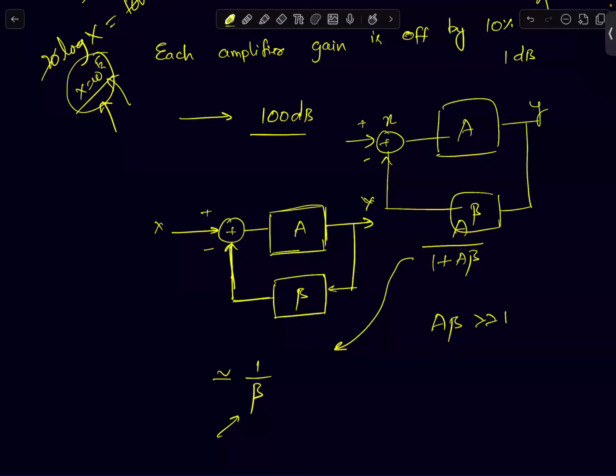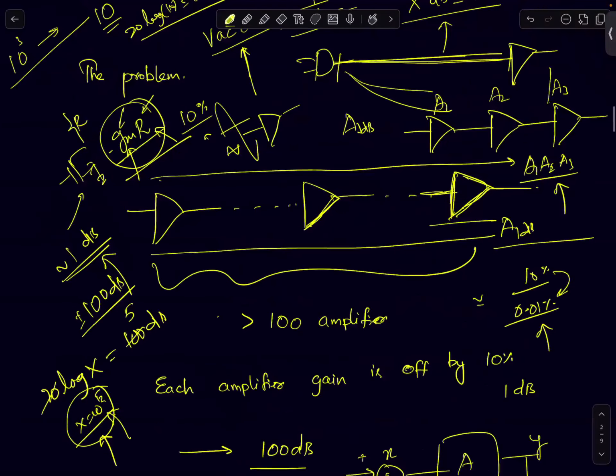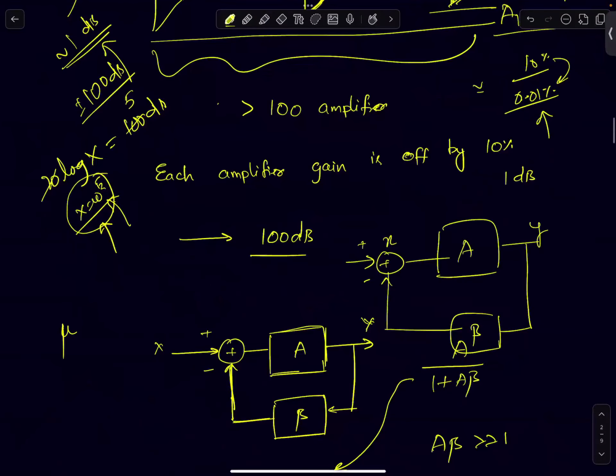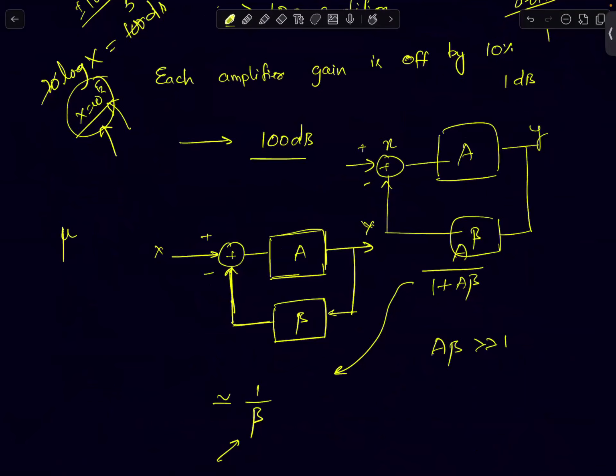So he quickly assumed, he used different notations. He called mu the forward path gain and all that. So let's not stick with this notation. I'll just use the notations which we are used to: forward path gain as A and feedback path as beta. So I'll use this notation.